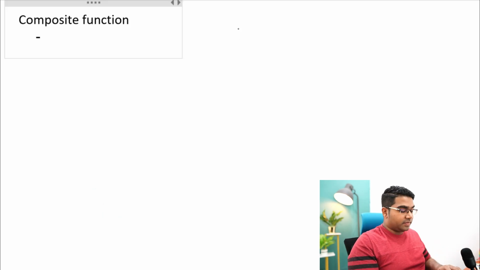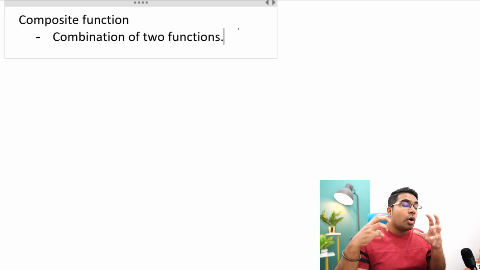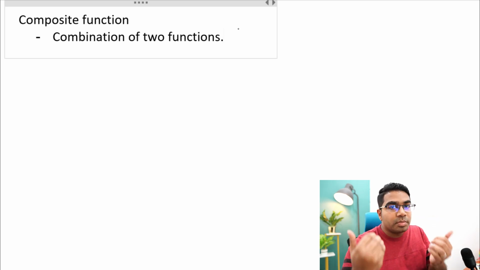So what is a composite function? A composite function is simply a combination of two functions. We also call this composition of functions. Combination or composition of two functions.